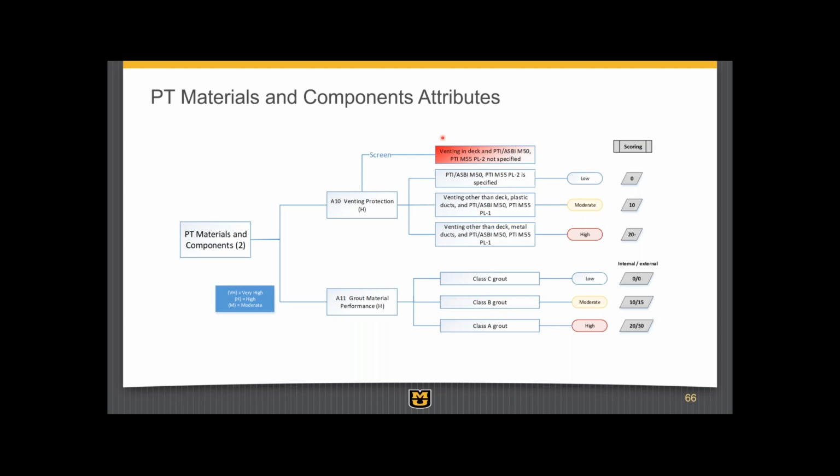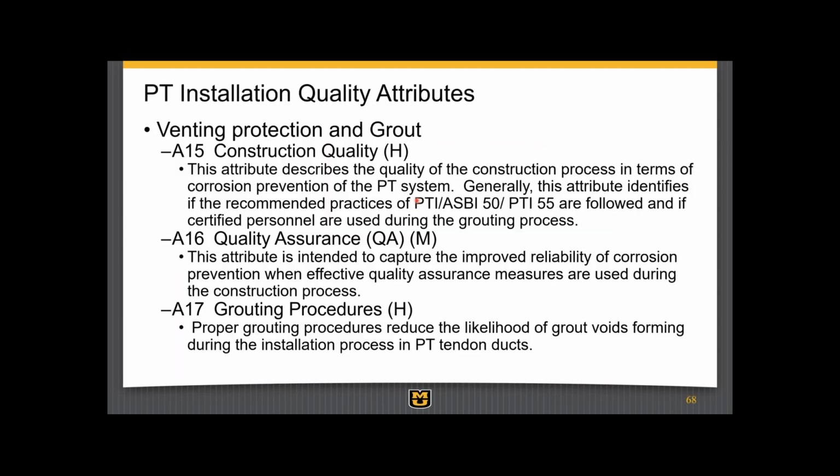But assuming you don't have that, or you're using appropriate corrosion protection strategies there, then you'd have other characteristics of your venting protection that you would score. Essentially, are you using PL2 protection levels specified throughout the bridge, or is it PL1, or is there metal ducts? With metal ducts, it'd be the highest likelihood that there was going to be corrosion damage because they're susceptible to the ingress of water.